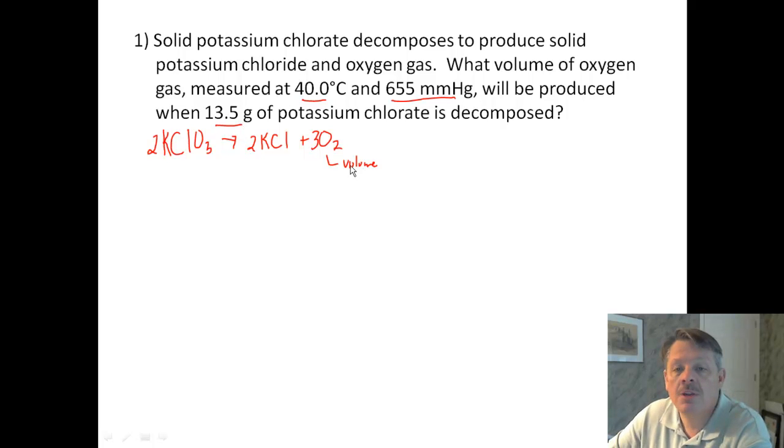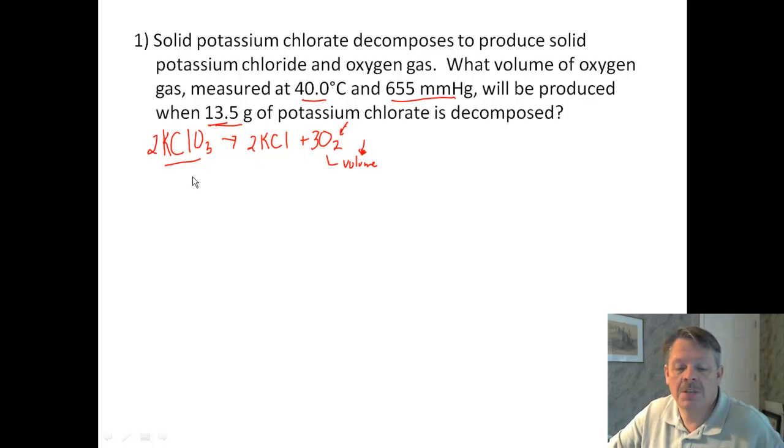Well, since we're trying to find volume, what we would have done is we just would have done a Stoich problem and used 22.4 liters for our volume, but we can't do that anymore because we're not at STP. So we can still do a Stoich problem to figure out the number of moles of oxygen we produce, and then we can figure out how much volume those moles of oxygen will take up. So let's do that.